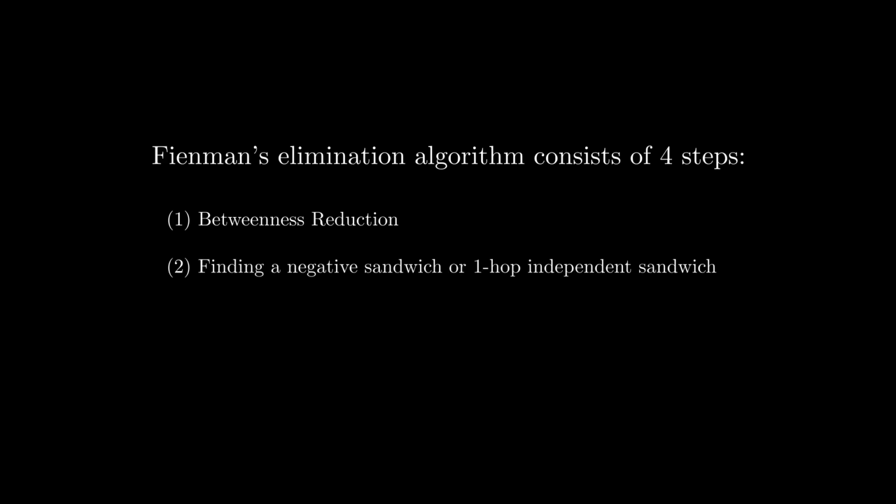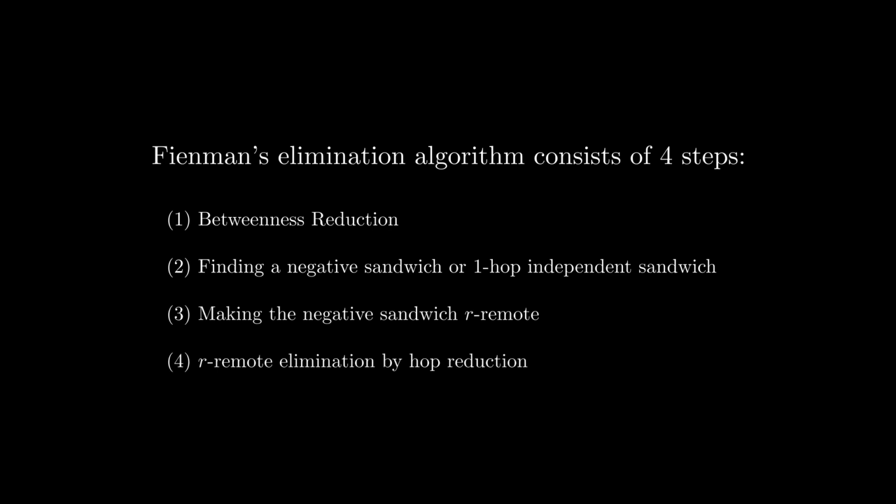Then, it finds either a negative sandwich or a one-hop independent set. If it finds a one-hop independent set, then it eliminates the negative vertices immediately, or else it proceeds with the negative sandwich by making the sandwich R-remote. Lastly, it eliminates the R-remote edges by a technique called hop reduction. In this video, we will show animations for the first and fourth step of the algorithm.